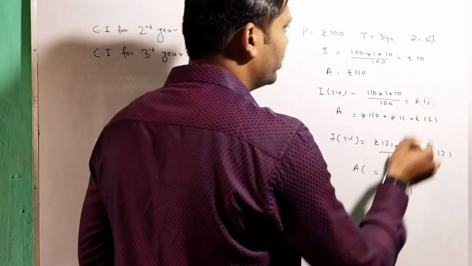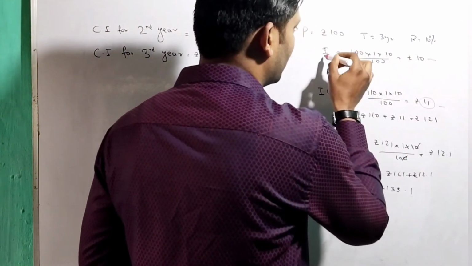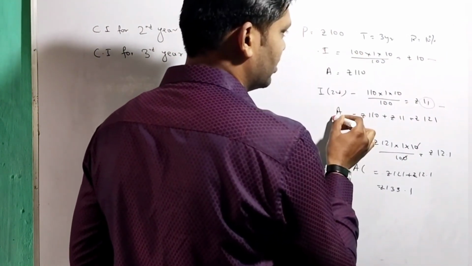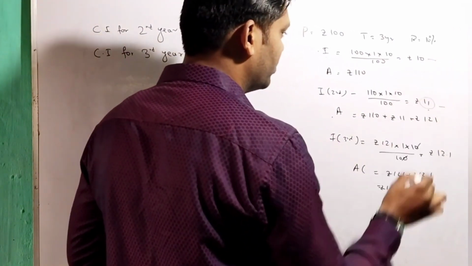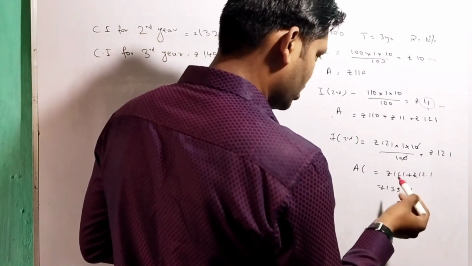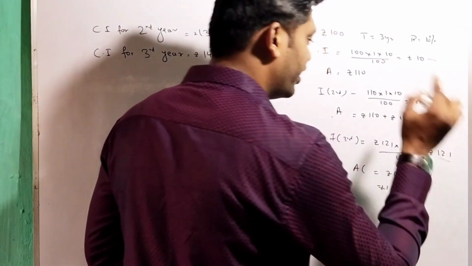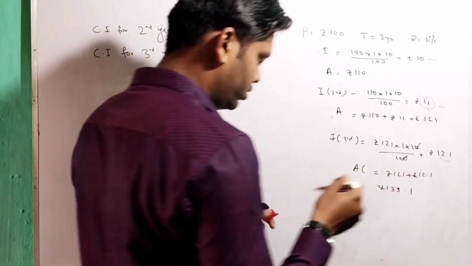For second year, 2 years means this one plus this one, interest for 2 years. This for first year, this for second year. 2 years, this one plus this one. Compound interest for second year means only this one. Compound interest for third year means only this one. Interest for 3 years is equal to 1, 2, 3. You'll add this one. Understood?